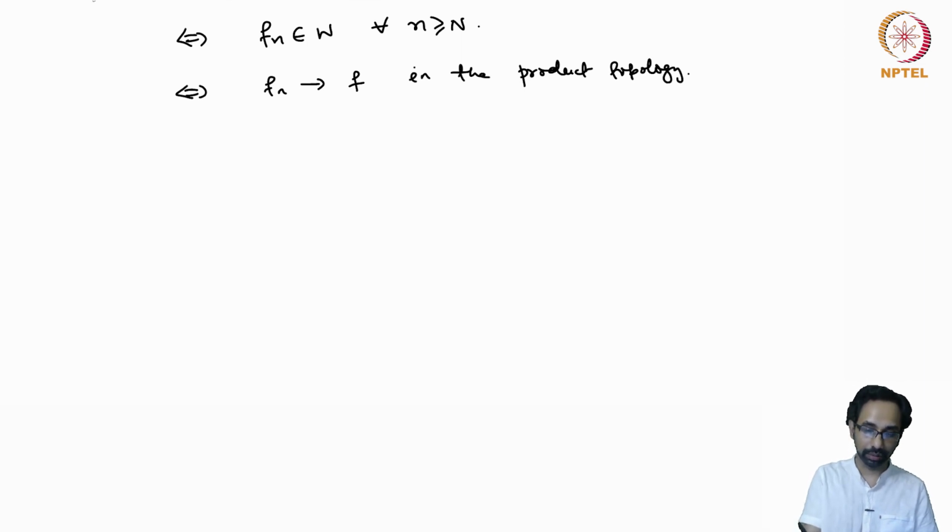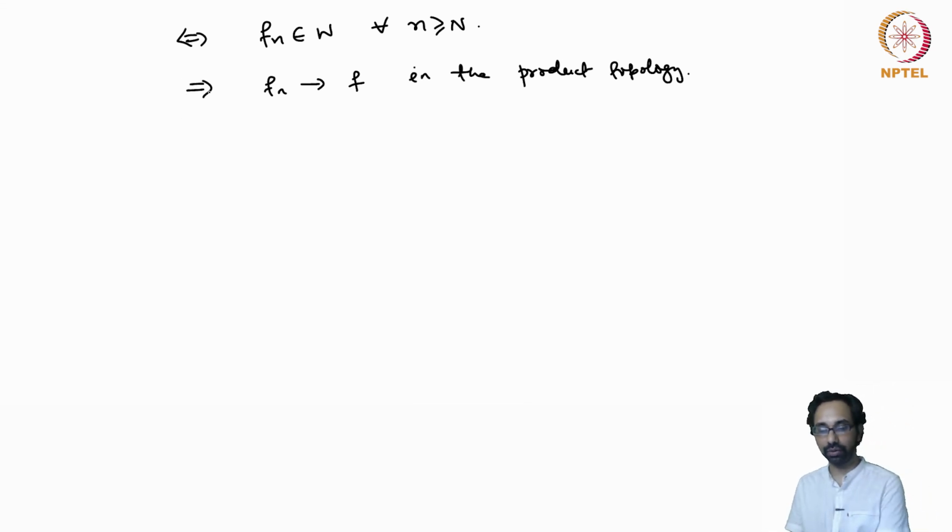So this is the implication here, that fn converges to f in the product topology, and this is what we wanted to show. So we see that convergence in the product topology is equivalent to convergence of each of these evaluations of the fn's at each point, and fn x then converges to the point f of x for each x. This is why it is called the topology of pointwise convergence.